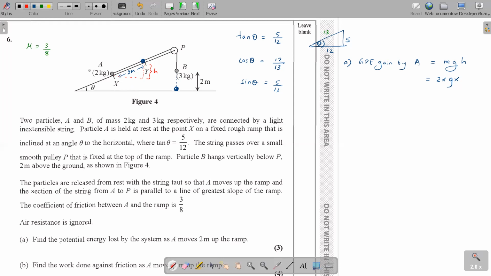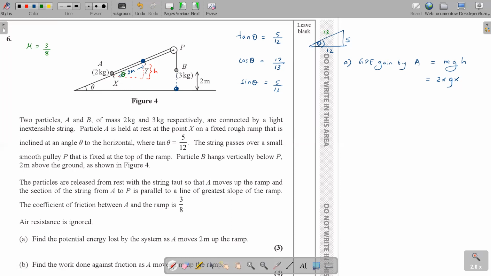Come on, talk to me. So this is theta. You guys can see this is theta here, isn't it? This is theta. So can't you resolve 2? H equals 2 sine theta. So H equals 2 sine theta. So let's put the values. 2 into G is 9.8 into 2 into sine theta is 5 over 13. Get the whole value.